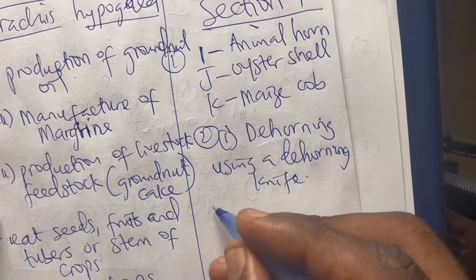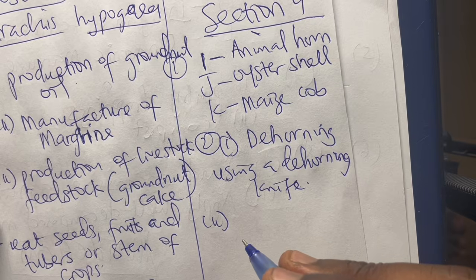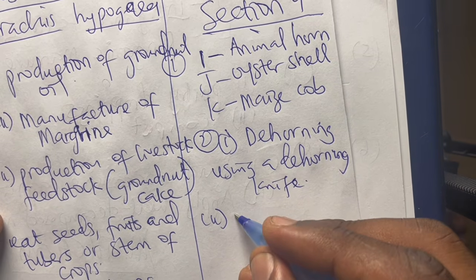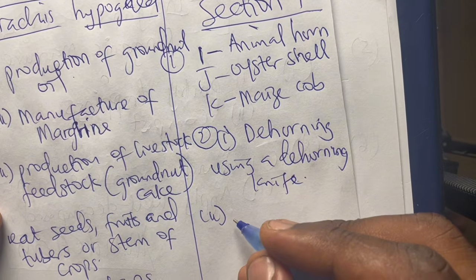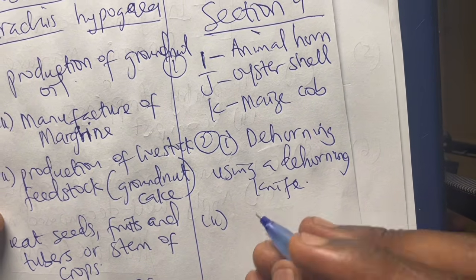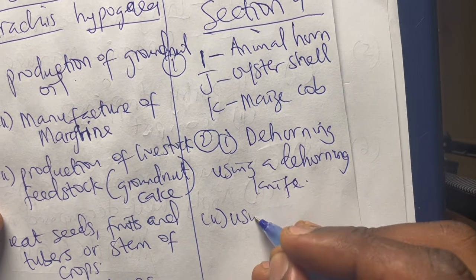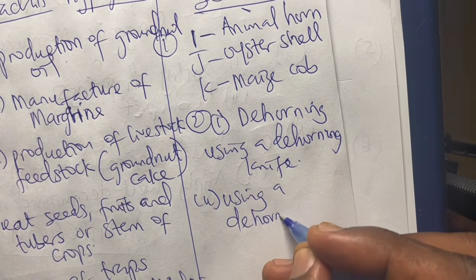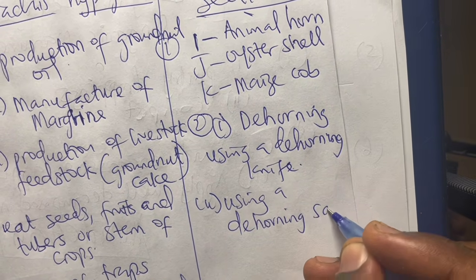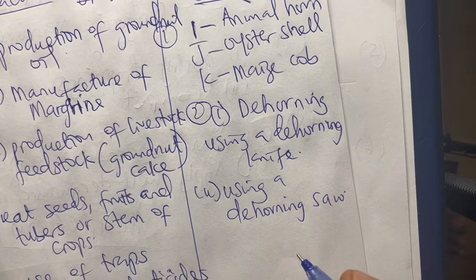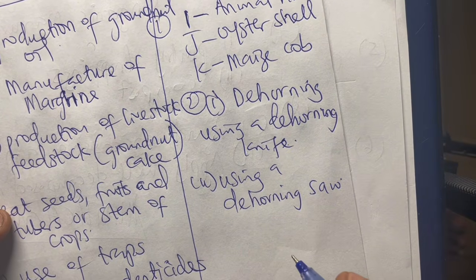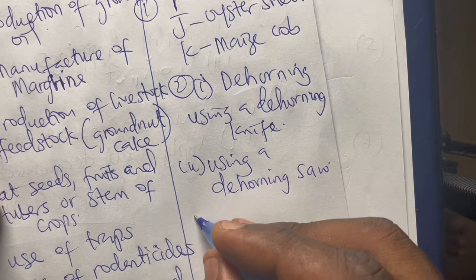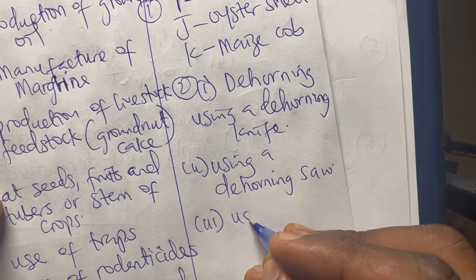So that's the first one. Now another way to do it is that you're going to dehorn using a dehorning saw. Yeah, there's a saw we use to dehorn. So by dehorning using a dehorning saw. Another way is what? By using a hot iron, yeah, to dehorn, to remove those horns.